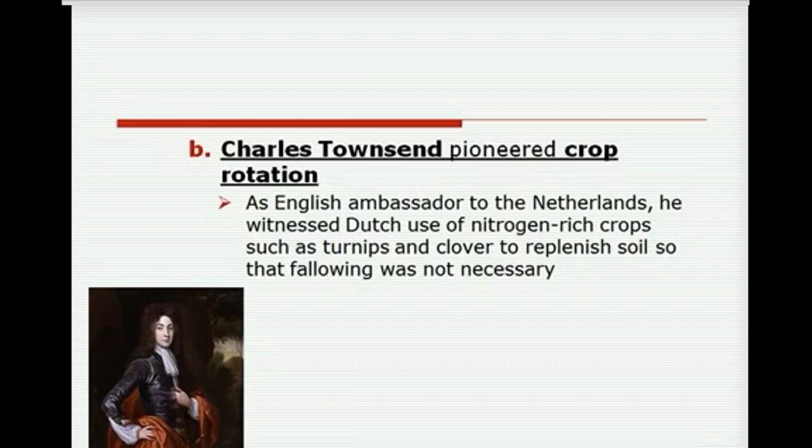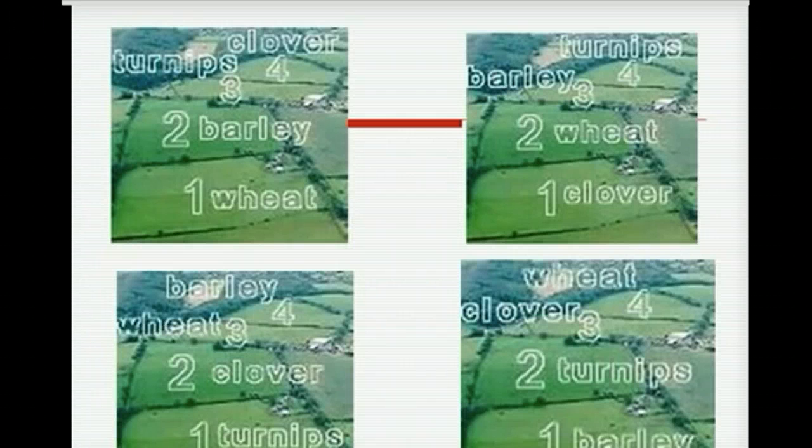And so let's take a look at this field system. Okay, so what Townshend would do is, like you see, there are the 4 fields here, one with wheat, the second field with barley, the third with turnips, the fourth with clover.